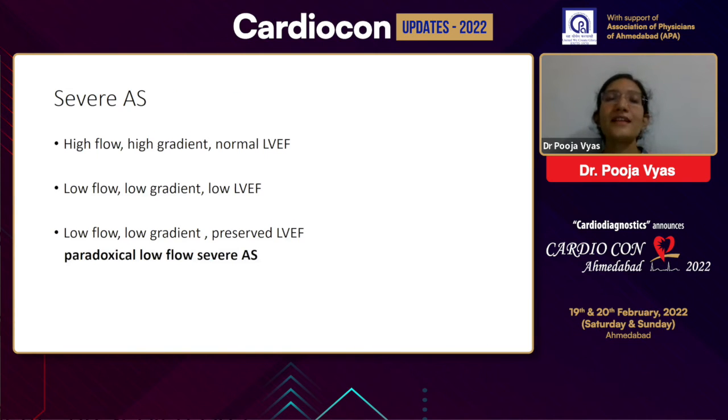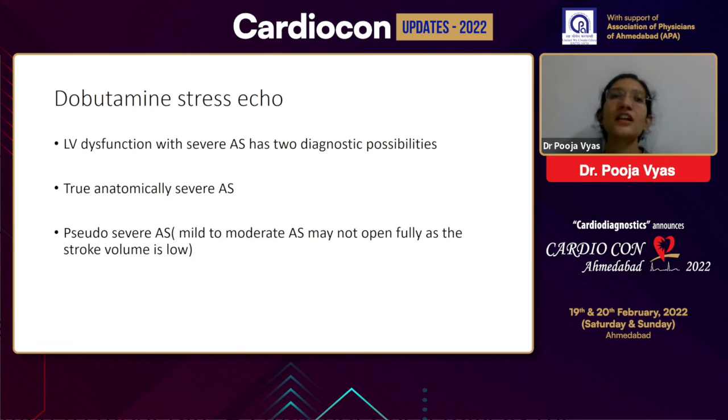So severe AS can be of 3 types. It can be either high flow, high gradient, normal LV with normal LV ejection fraction. It can be of low flow, low gradient with low LV ejection fraction, and low flow, low gradient with preserved ejection fraction, which is paradoxically low flow severe aortic stenosis. So here comes the role of dobutamine stress echo.